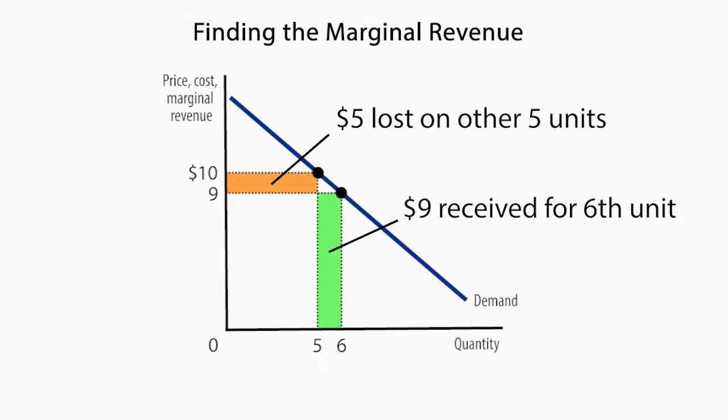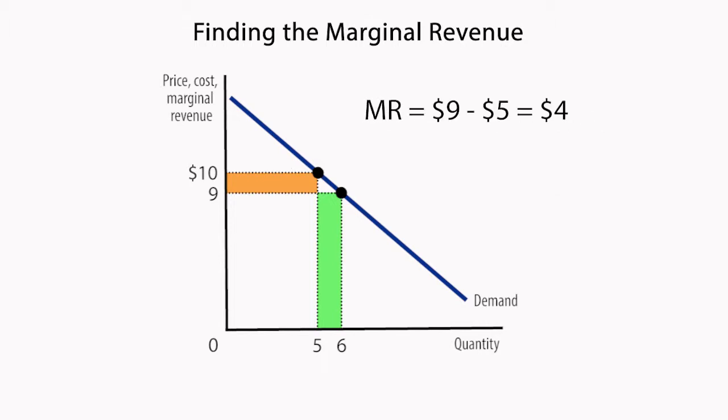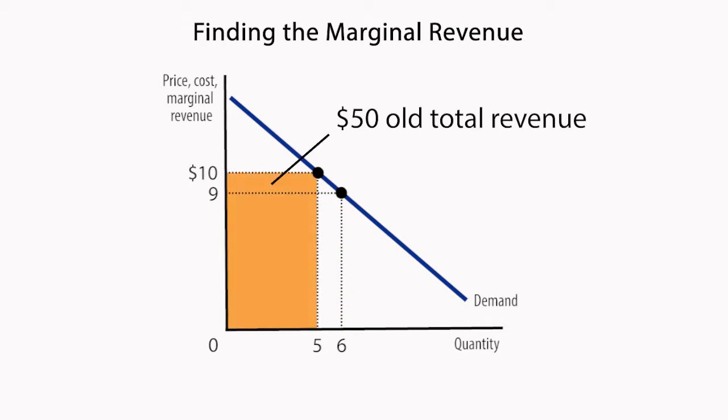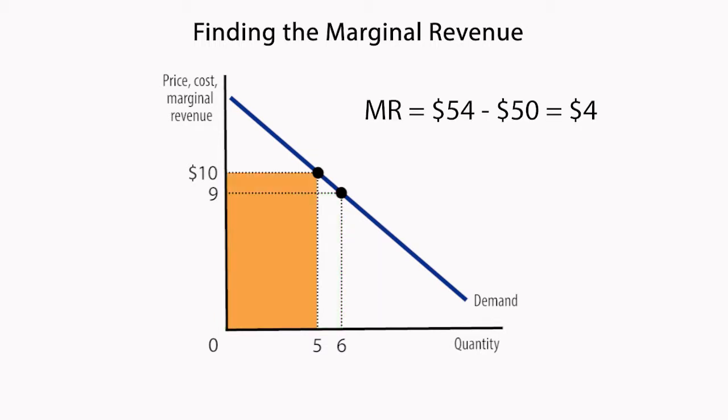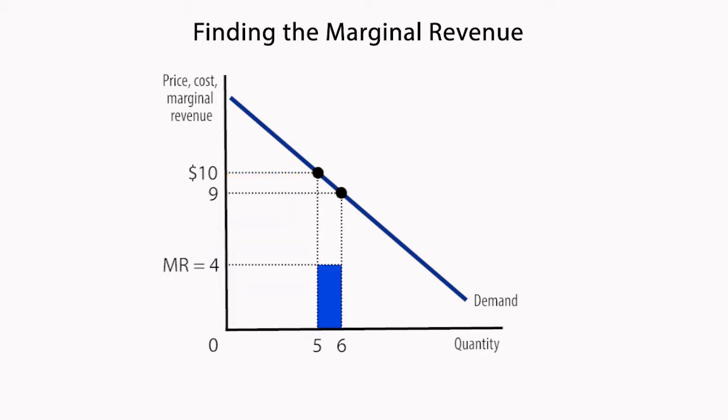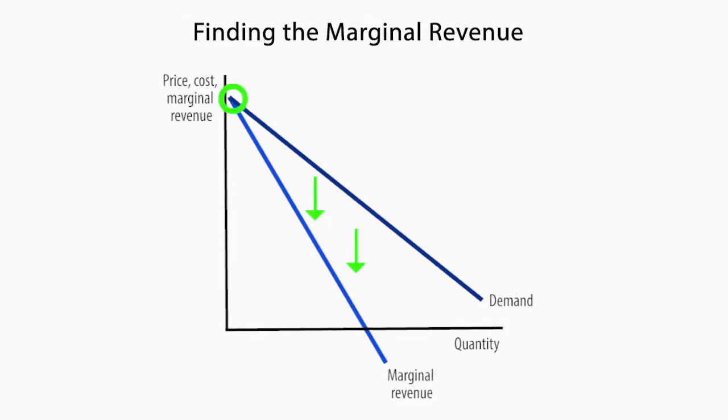So the additional or marginal revenue from the sixth unit is the $9 gain minus the $5 loss, which is $4. Another way to find the marginal revenue is to subtract the old total revenue from the new total revenue. The new total revenue of $54 minus the old total revenue of $50 equals the marginal revenue of $4. The $4 marginal revenue is less than the $9 price, and likewise the marginal revenue is less than the price for every unit except the first, so the marginal revenue lies below the demand curve like this.